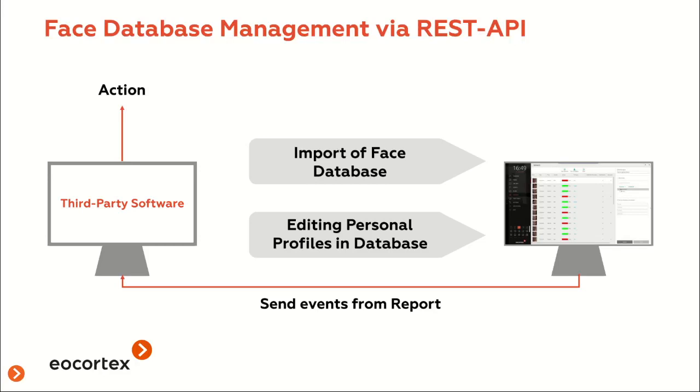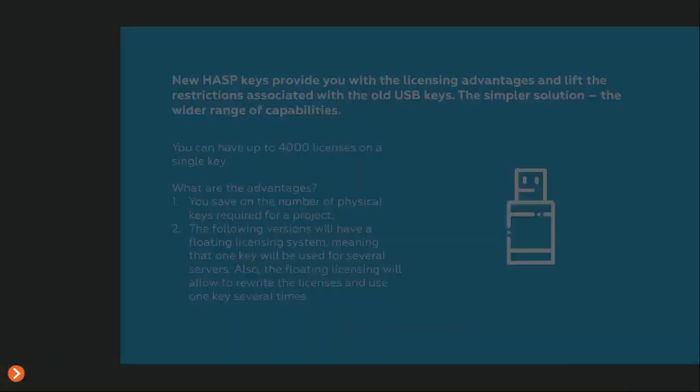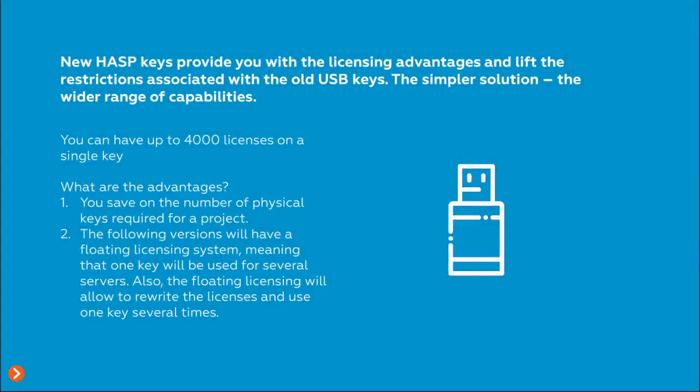And we are finishing our tour of the updates of 2.7 and coming to the new USB HASP keys. Let me proceed. So on this slide, you can see the general information about the new HASP keys. The important thing to remember is that now there are practically no limits as regards the number of licenses and modules per key. And now we can write up to 4,000 licenses on the key.